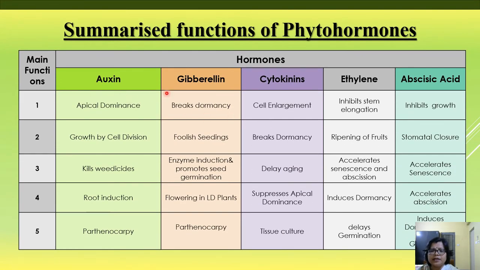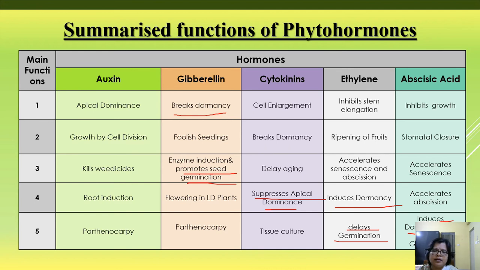Now, the comparative study of the different types of hormones. Auxin promotes apical dominance, whereas cytokinin suppresses apical dominance, an antagonistic function. Gibberellic acid breaks dormancy and promotes seed germination, whereas ethylene induces dormancy and delays germination. Abscisic acid induces dormancy and delays germination, that is an antagonistic effect.